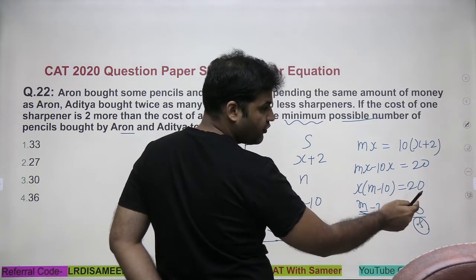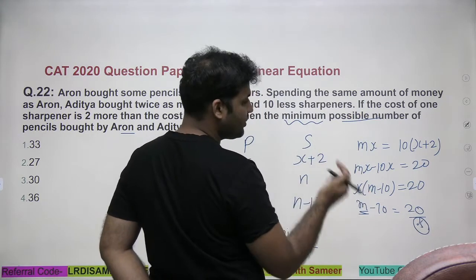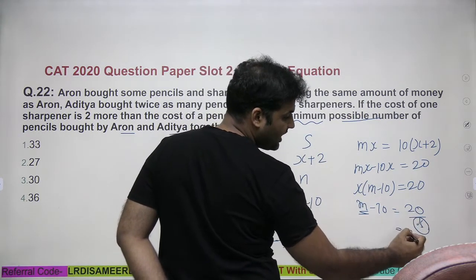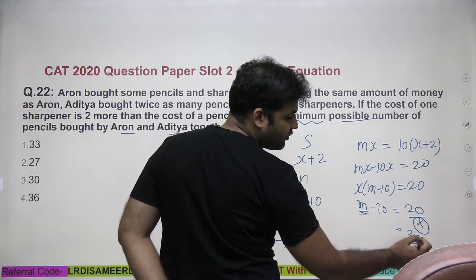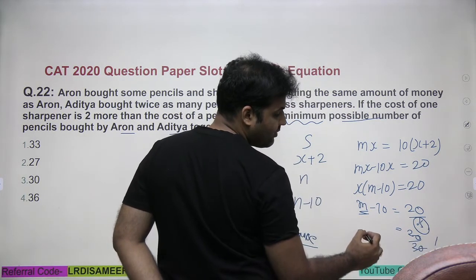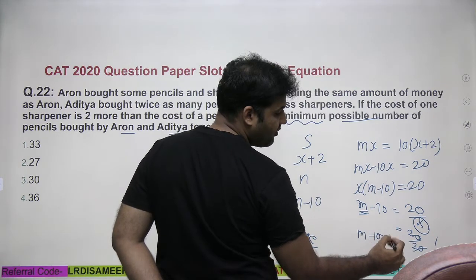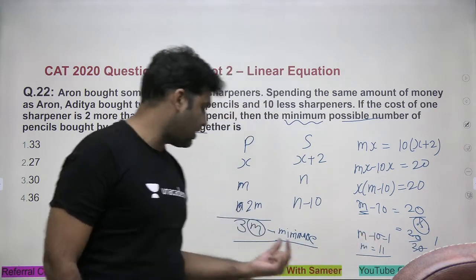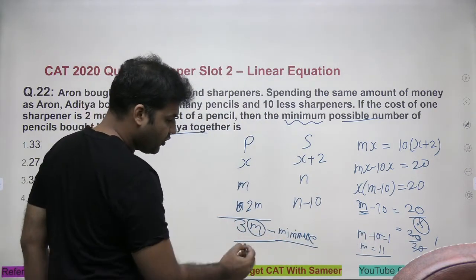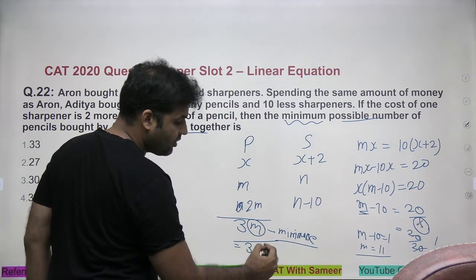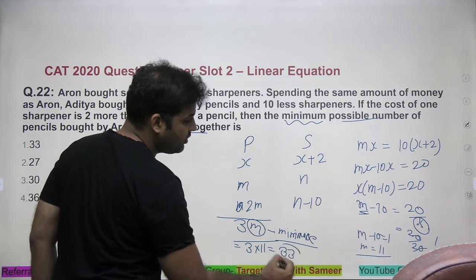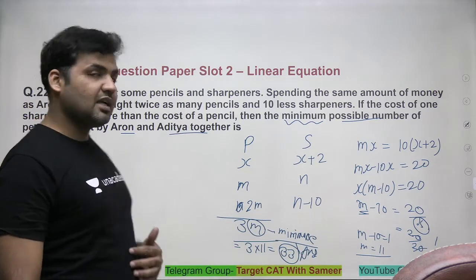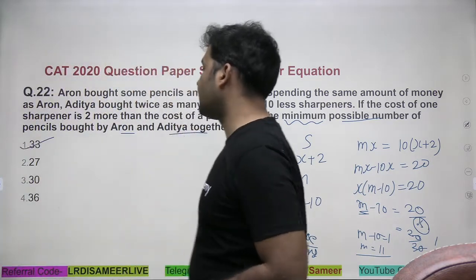X is a factor of 20 because all the values are integers. So if X is supposed to be the maximum possible value, it can be 20. The largest factor of 20 is 20 itself. So can I say the minimum possible value of M will be equal to 11? If M minimum is 11, the minimum number of pencils both of them are buying will be 3 into 11, that is equal to 33, and that's the answer of the question. So 33, that is option number 1, would be the answer of this question.